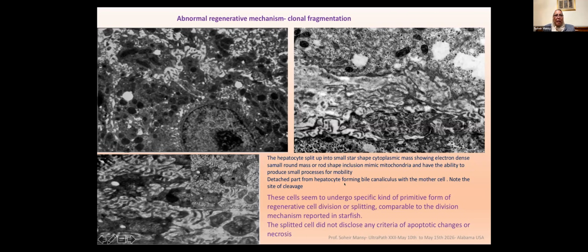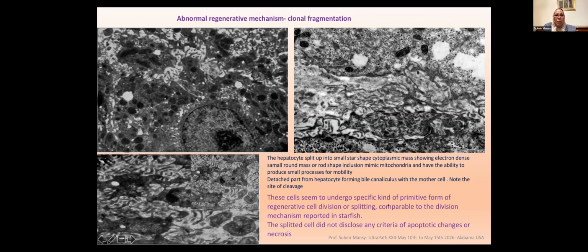A detached part from the hepatocyte forming a bile nucleus. Here we can see the detached part, and we can see the bile nucleus from the detached part of the mother cell. Here, the bile nucleus with the mother cell, and here we can see the site of cleavage between both.